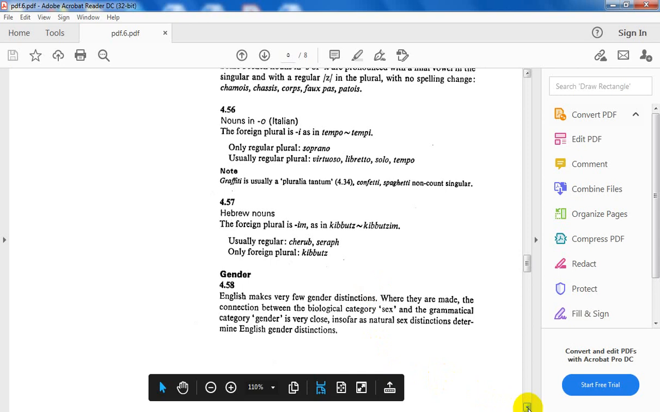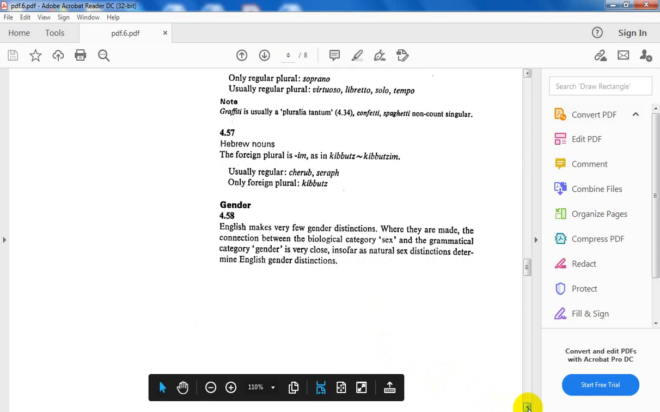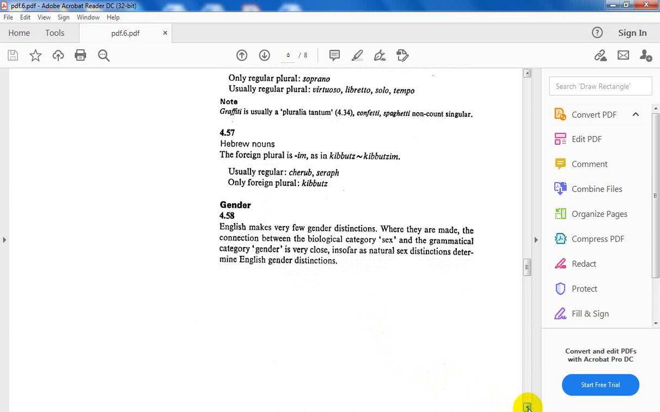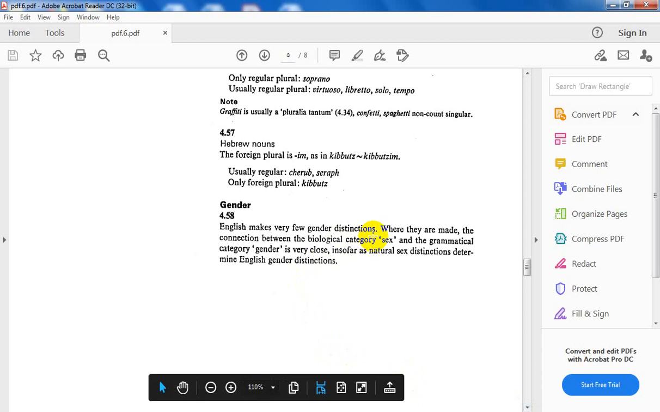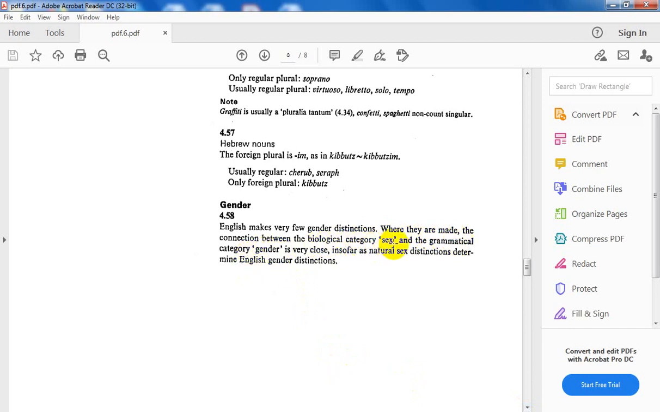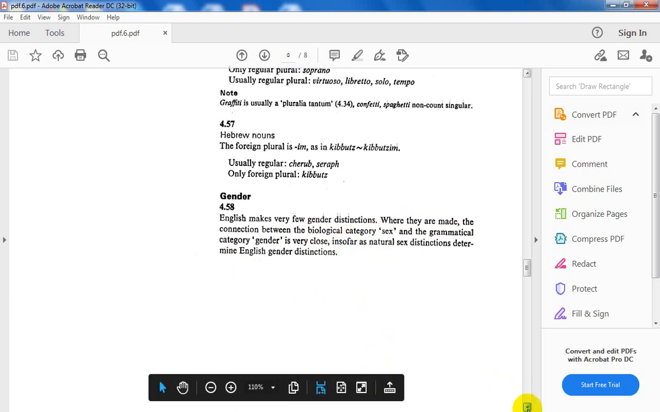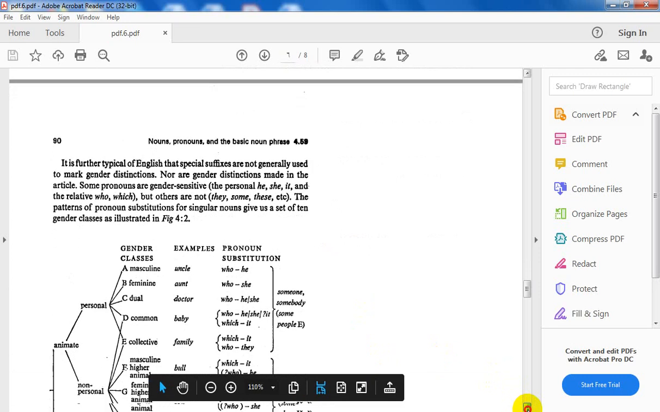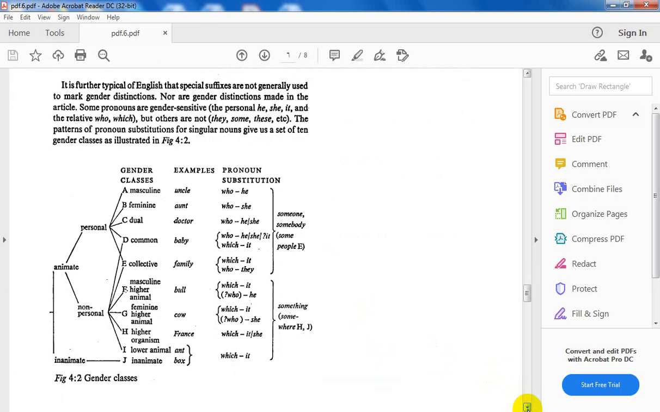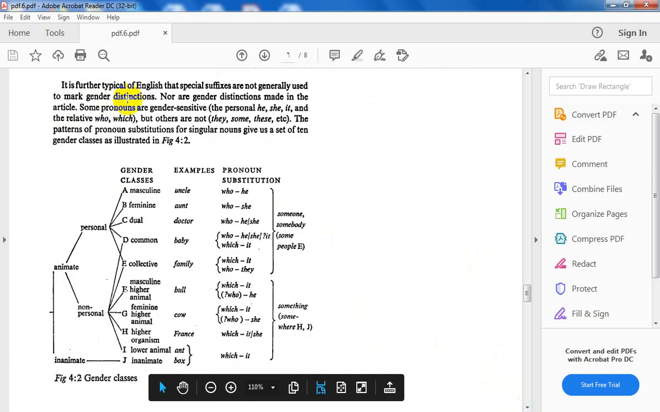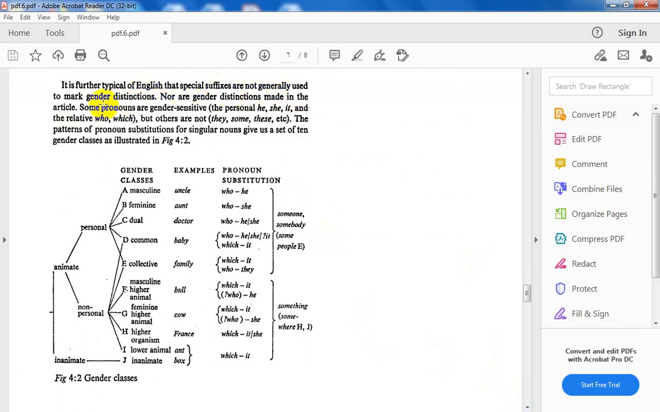By the way, this kind of differentiation is not great in English, because English makes very few gender distinctions. Where they are made, the connection between the biological category of sex and the grammatical category of gender is very close. So insofar as natural sex distinction determines English gender distinction. We also have this diagram. It is very important and at the same time very practical. It is further typical of English that special suffixes are not generally used to make gender distinction.